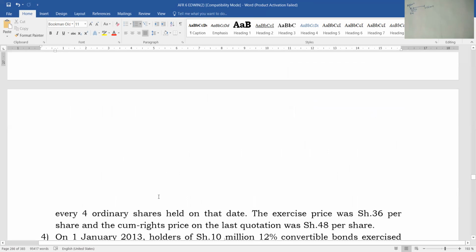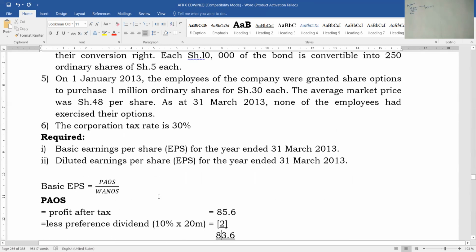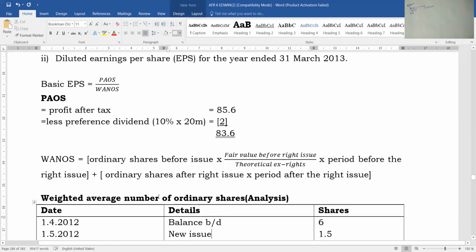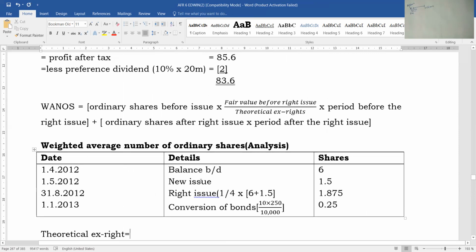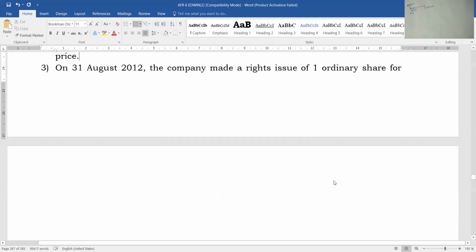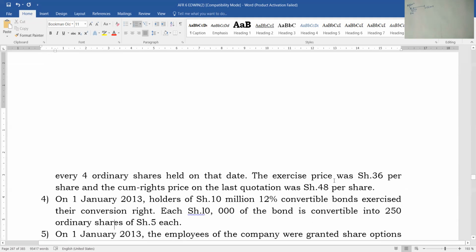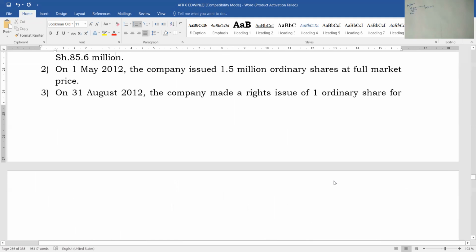So I said you will just write the date, 1st May 2012, which is a new issue of 1.5. The shares are 1.5, so we are done with that. Then after that, we move to the next additional information. We check again where we have ordinary shares, which is note 3.